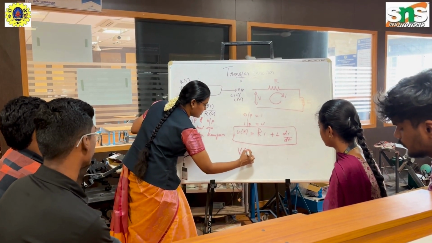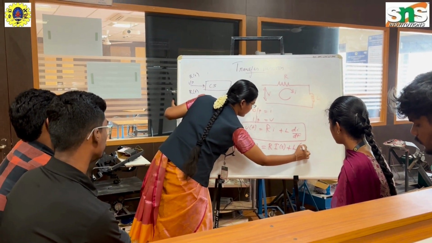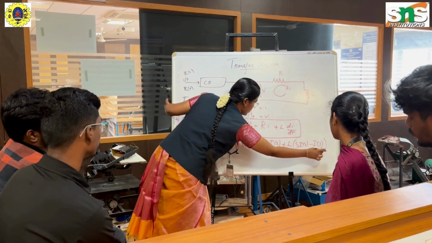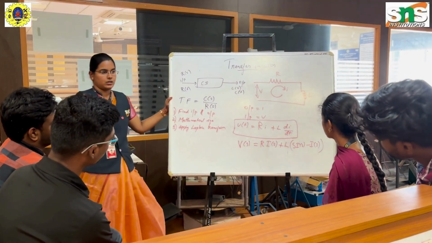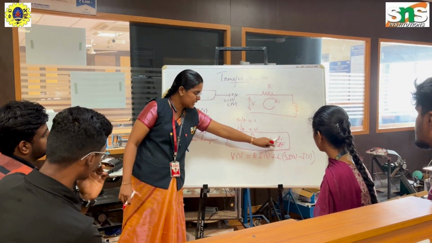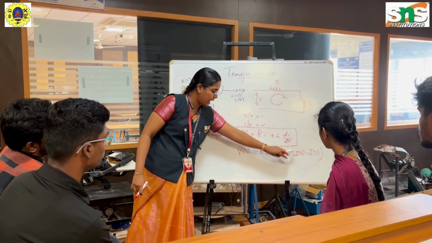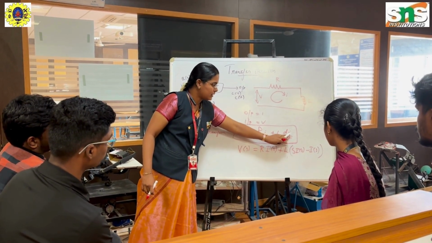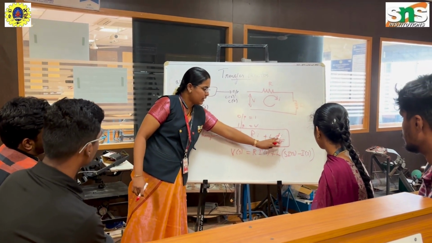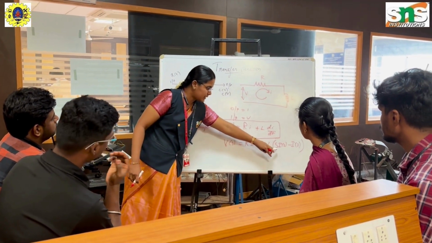So V of S is equal to R into I of S plus L into S I of S minus I naught. Why am I taking S into I of S and minus the initial value? Any idea? Because I have d by dt, a time varying term here. For the d by dt, I am representing it as S. If I have dA by dt, I will write it as S into A of S. Whatever the term may be, if I have d by dt of some variable varying with respect to time, I will represent it as S.